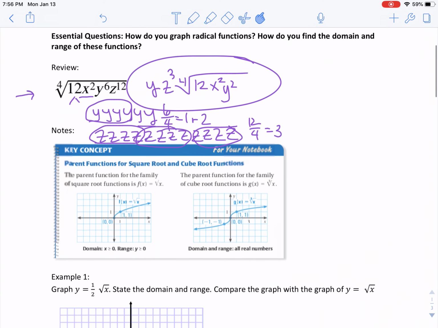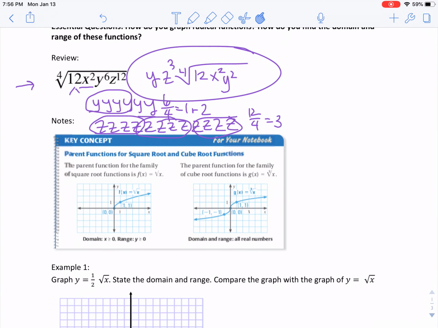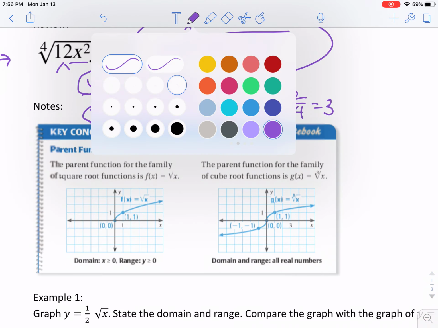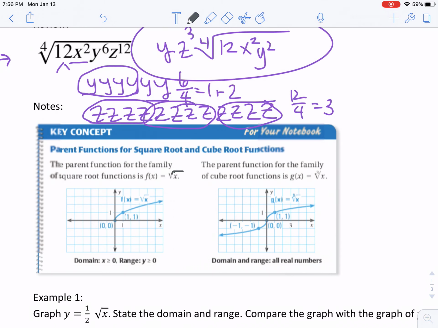Okay, so for today, we are looking at parent functions, and we're going to be graphing everything from the parent function. So the parent function for the square root is f of x equals the square root of x. Some of these pictures didn't come out very well, so make sure that you know that's the whole square root of x. This looks like it's a negative, but it's not. It's an equal sign.